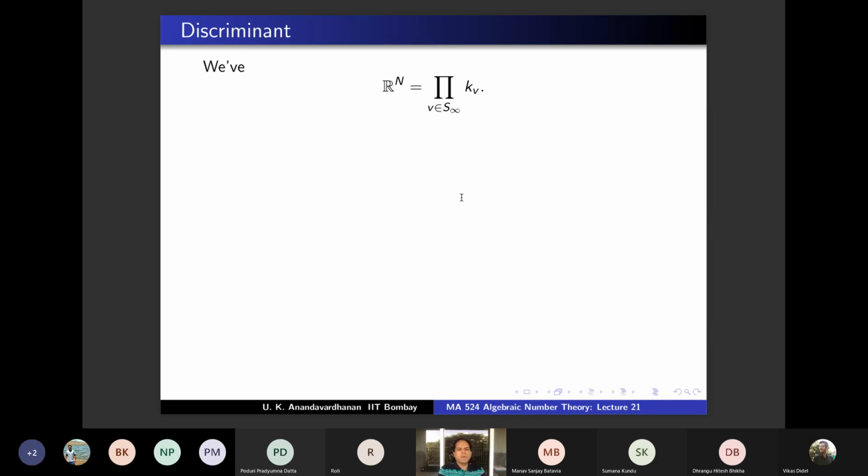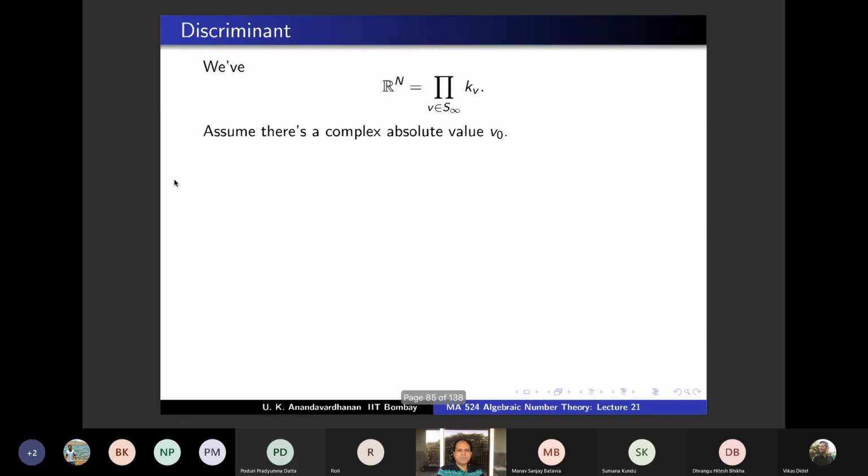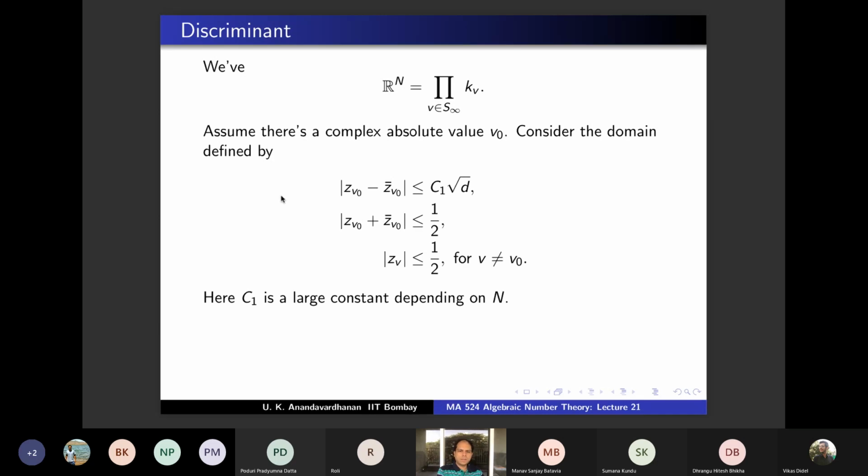So as usual, write R^n as the product over the Archimedean absolute values, the product over the completions, and assume there is at least one complex absolute value. This is only for notational purposes. If it's real, like one of these results that we proved last time, it's even easier. So we will just make that statement at the end. Assume that there is at least one complex absolute value, and consider the domain defined by, so I should put a pause here maybe, the modulus of z_v0 minus z̄_v0. So identify v0 with a complex plane.